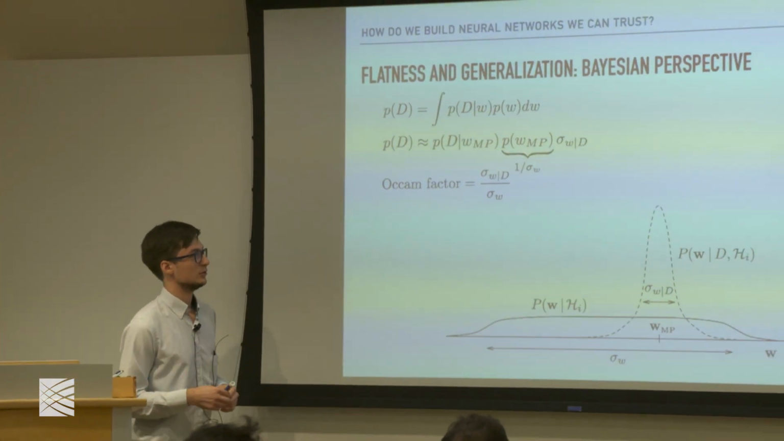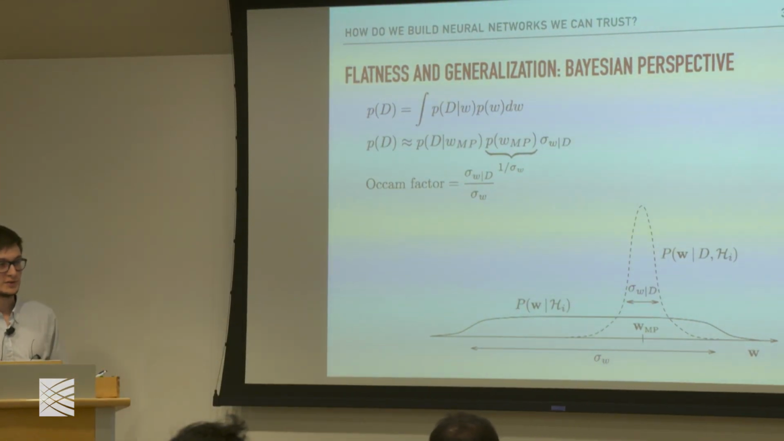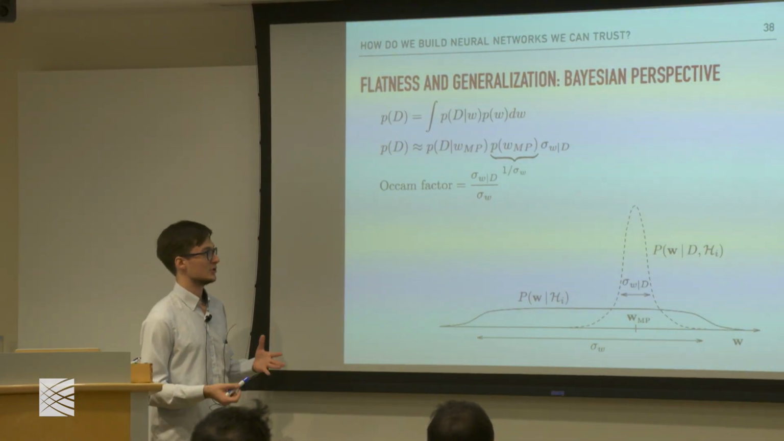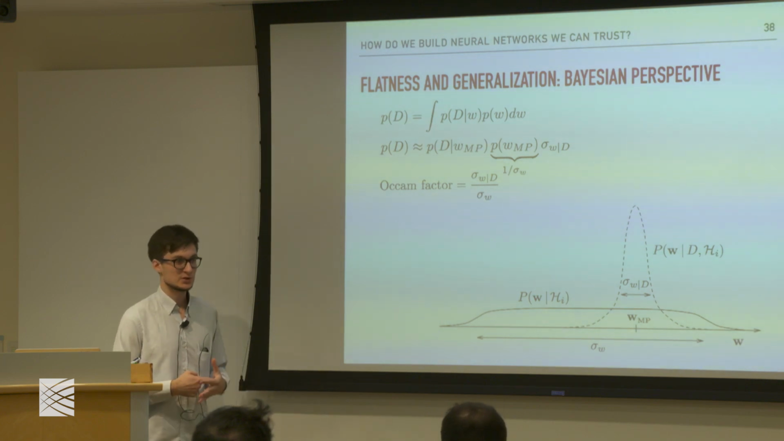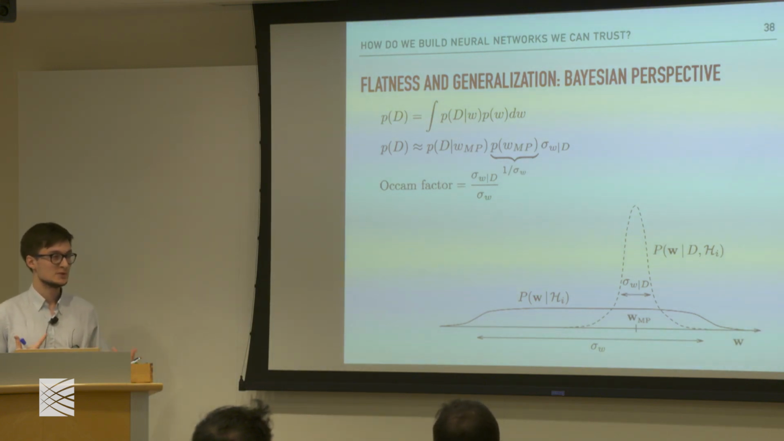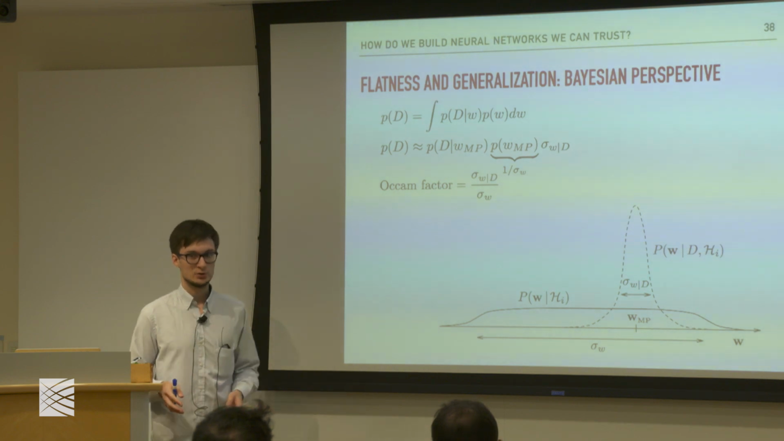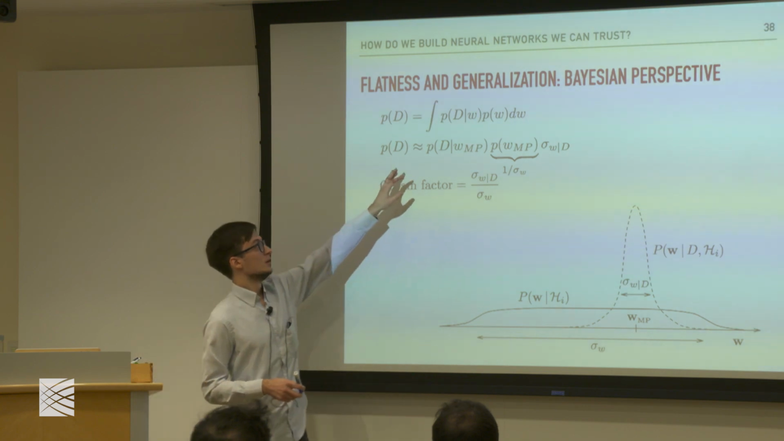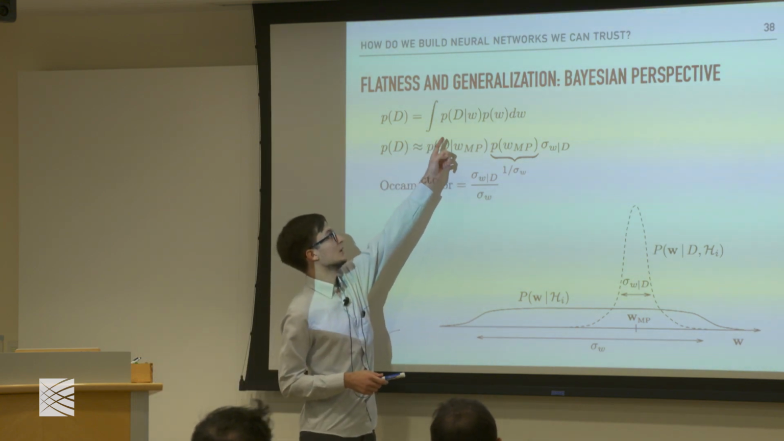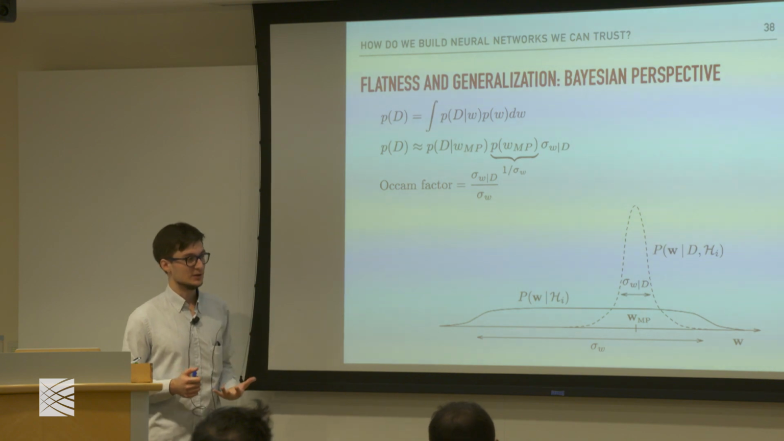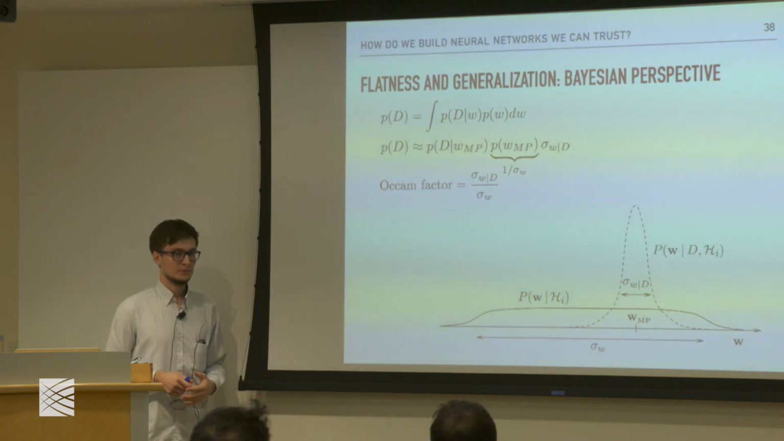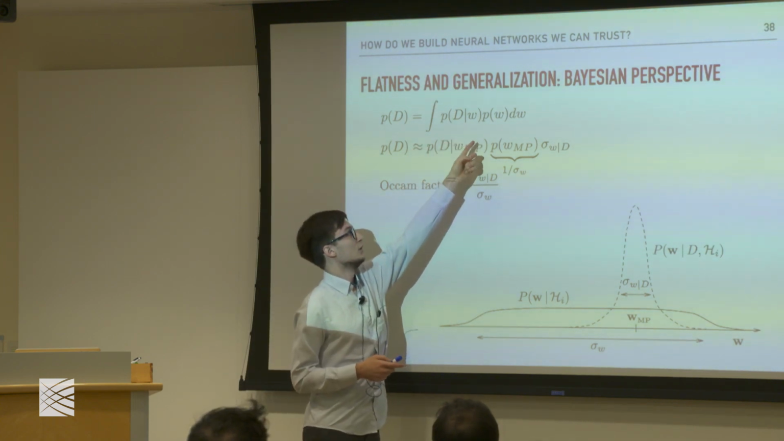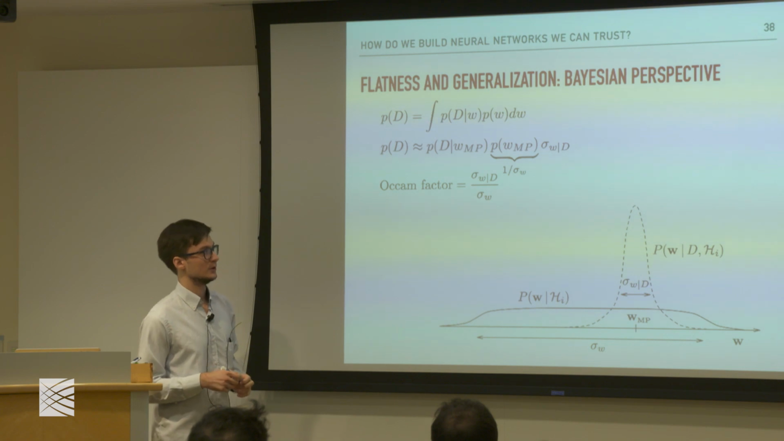You can also try to reason about flatness from the Bayesian perspective. In Bayesian machine learning, there is this framework of model selection. When you have different models, you select the model that has the highest marginal likelihood, or evidence, which is actually the denominator in the Bayes rule. It is equal to the probability of generating your data from the prior of the model. So it's equal to the integral of the likelihood times the prior over W.